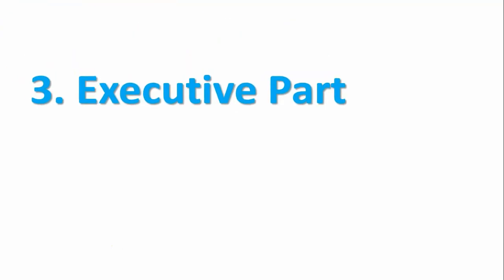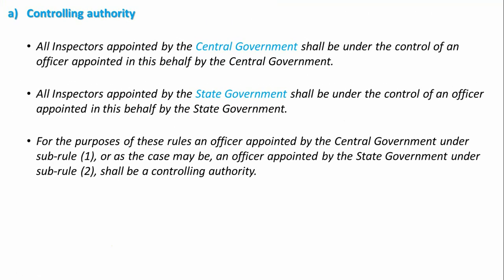The next, third part is executive part. In that, first one is the controlling authority. All inspectors appointed by the central government shall be under the control of an officer appointed in this behalf by the central government. All inspectors appointed by the state government shall be under the control of an officer appointed in this behalf by the state government. For the purpose of these rules, an officer appointed by the central government under sub rule 1 or, as the case may be, an officer appointed by the state government under sub rule 2 shall be a controlling authority.